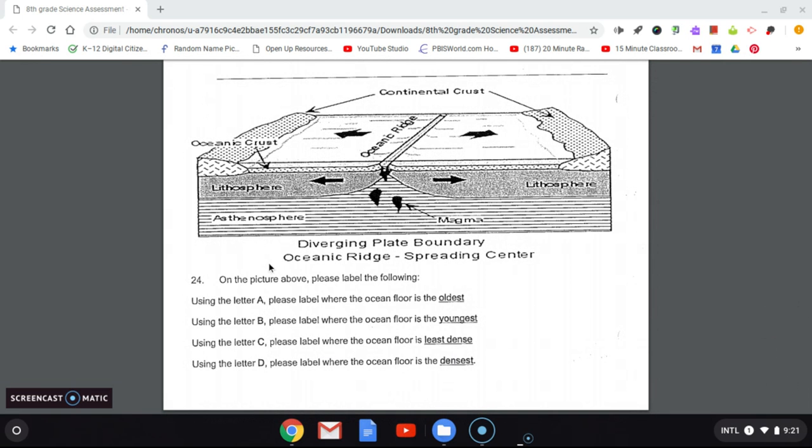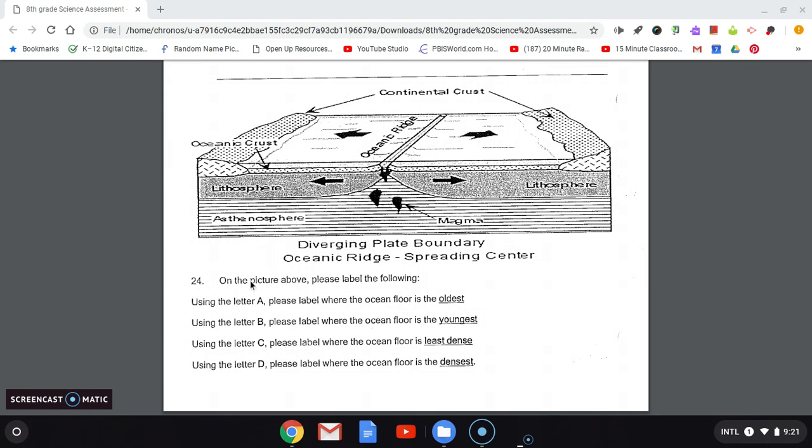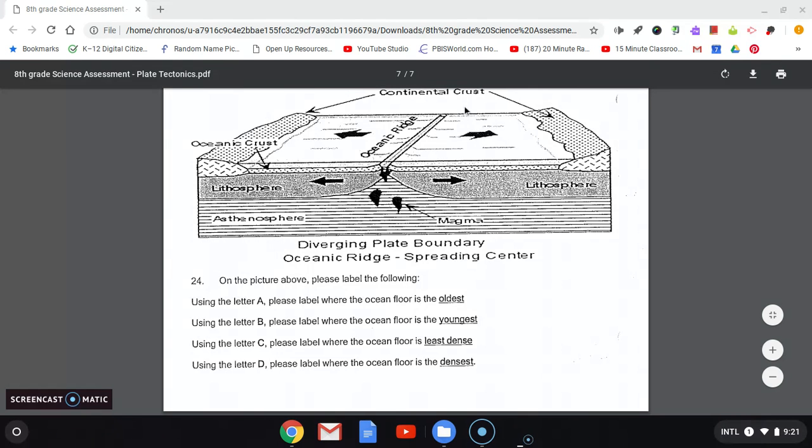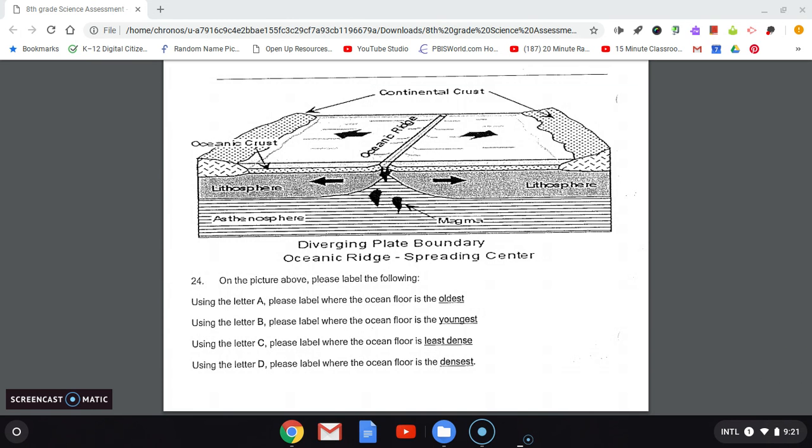For the second one, number 24, it says, on the picture above, please label the following. Using the letter A, please label where the ocean floor is the oldest. So you're going to take the letter A and put it where you think the ocean floor is the oldest. Using the letter B, please label where the ocean floor is the youngest. Using the letter C, please label where the ocean floor is the least dense. And using the letter D, please label where the ocean floor is the densest.